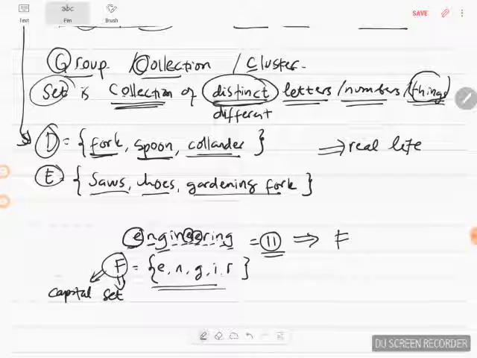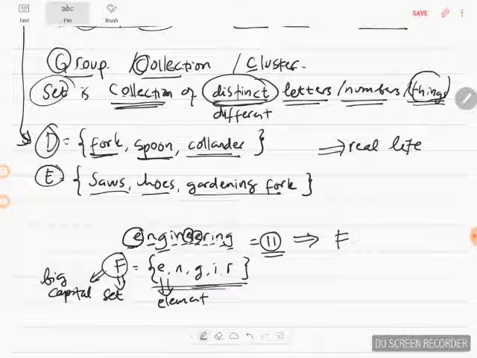Now, how many elements or members does F have? There are 5 elements or 5 members, right? And these 5 members are written in small letters. E is written in small letter, N is in small letter, G is in small letter, I and R are in small letters, right?